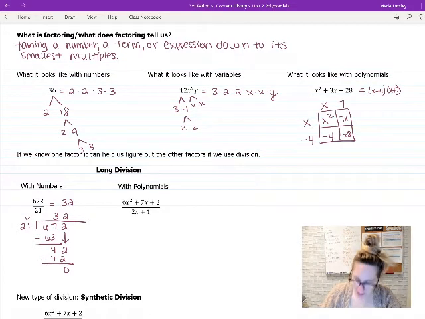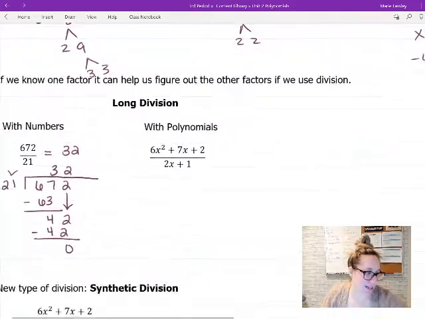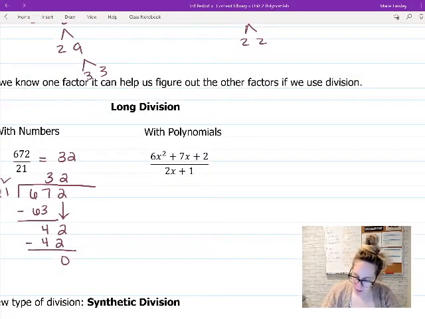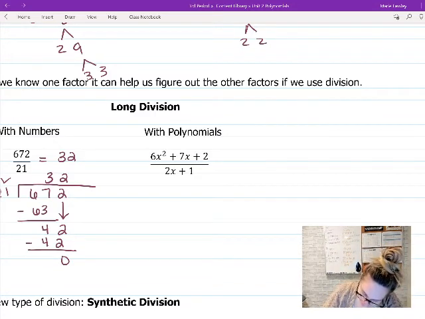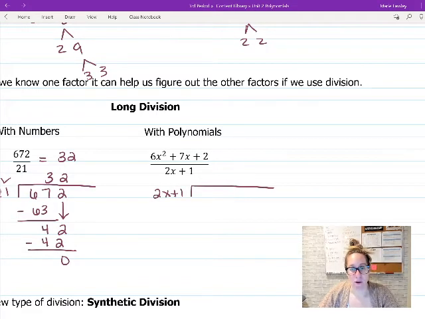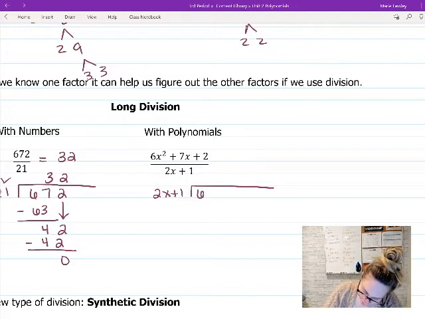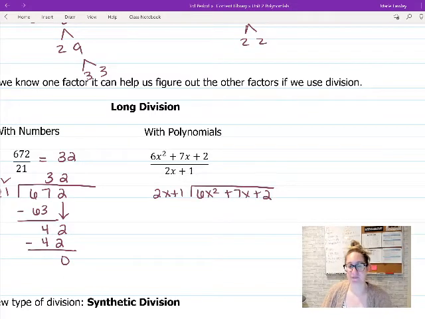I thought it was going to take up more space like this, but it didn't. Okay, here we go. So we're going to start off by writing the number on the bottom. So 2x plus 1 out front, divided by, and then we write our 6x squared plus 7x plus 2 underneath.